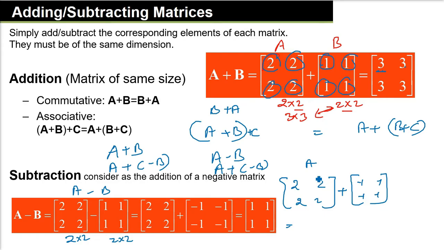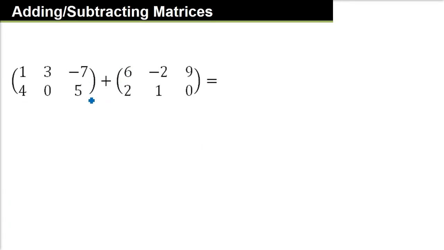Now you add. 2 minus 1 is 1. 2 minus 1 is 1. 2 minus 1 is 1. 2 minus 1 is 1. This is how subtraction takes place. Let us take a few more examples.